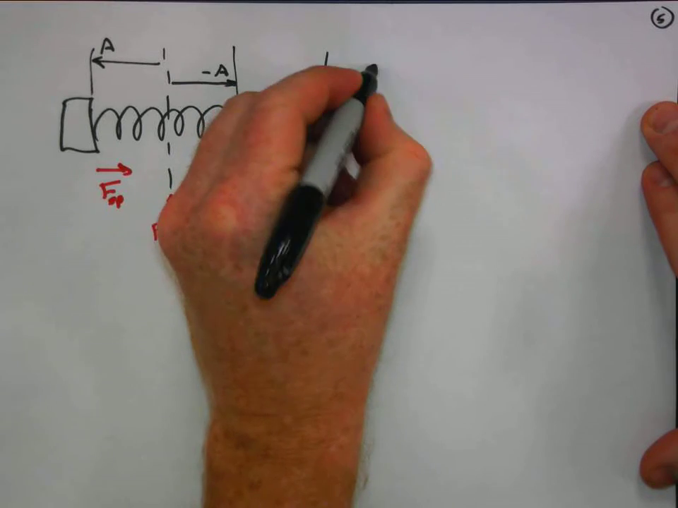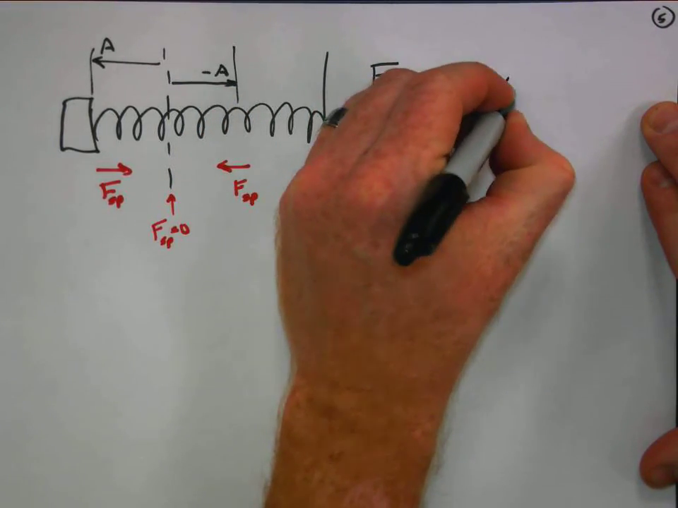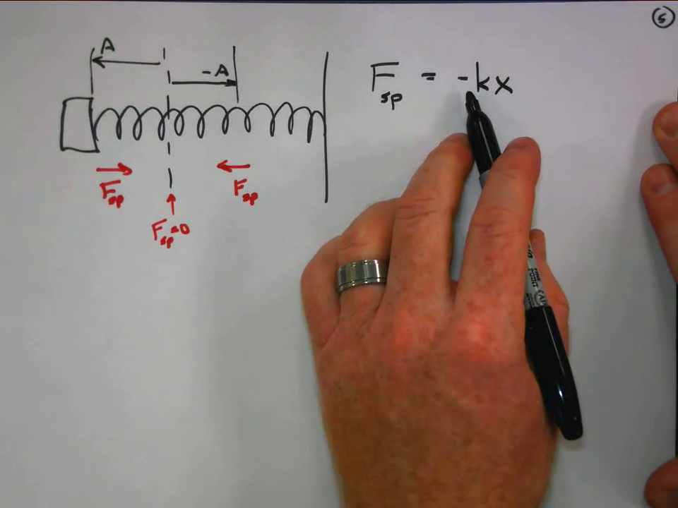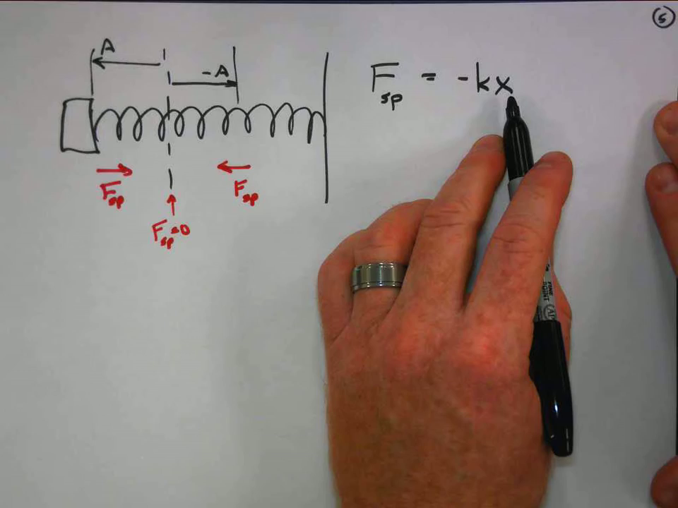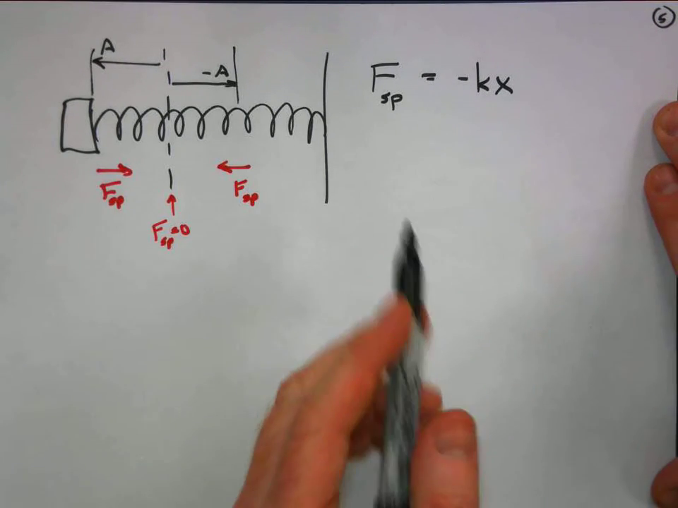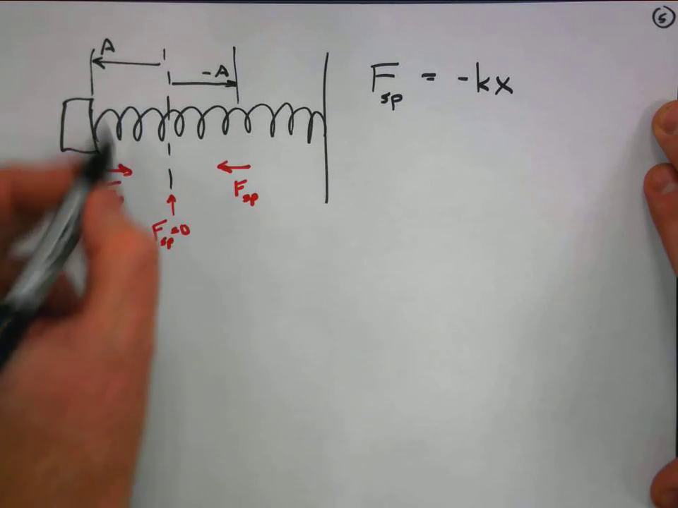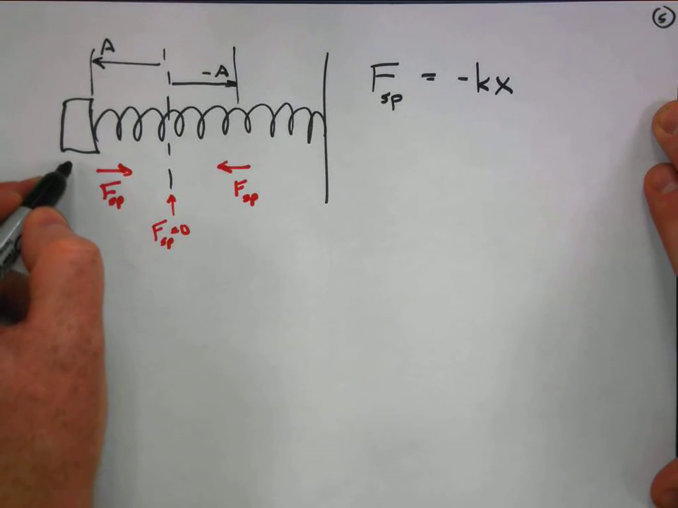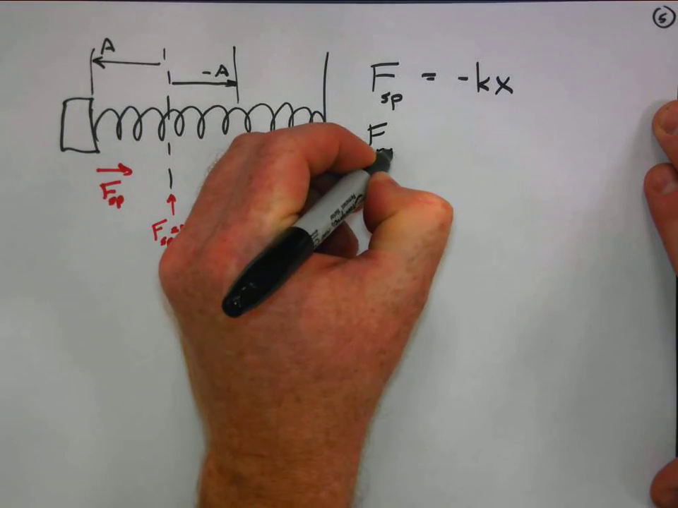If you recall your spring information, you've got force of a spring is equal to negative kx. X is the amount of stretch or compression, the displacement of the end of the spring. And k is just the spring constant. All right, cool. When all other forces on the object are balanced, then the spring force can be thought of as the net force.